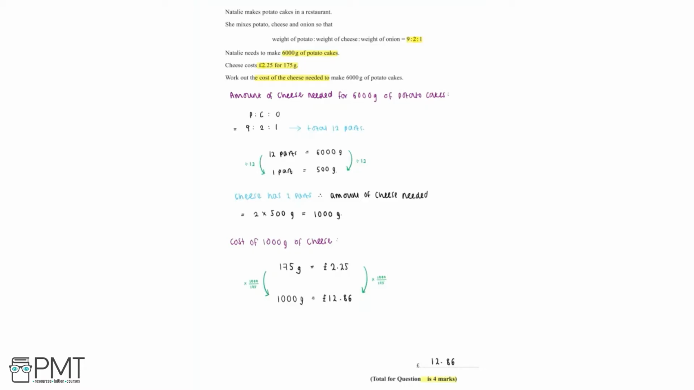Now this question is worth 4 marks. We get the first mark for stating that the ratio has a total of 12 parts. We get the second mark for using this ratio in order to find that the amount of cheese needed to make 6000 grams of potato cakes is equal to 1000 grams. We get the third mark for our process to find the cost of 1000 grams of cheese by multiplying £2.25 by 1000 over 175. And we get the fourth mark for our correct final answer that the cost of cheese needed to make 6000 grams of potato cakes is equal to £12.86. Allowing us to get the full 4 marks needed in this question.